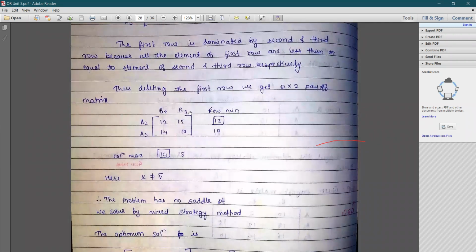Then by using mixed strategy method, find the value of P2. The formula for P2 is A22 minus A21 upon A11 plus A22 minus A12 plus A21. Then put the values here. A22 is equal to 10. A21 is equal to 14. Then A11 plus A22 means 12 plus 10 and minus A12 plus A21, that is 15 plus 14.